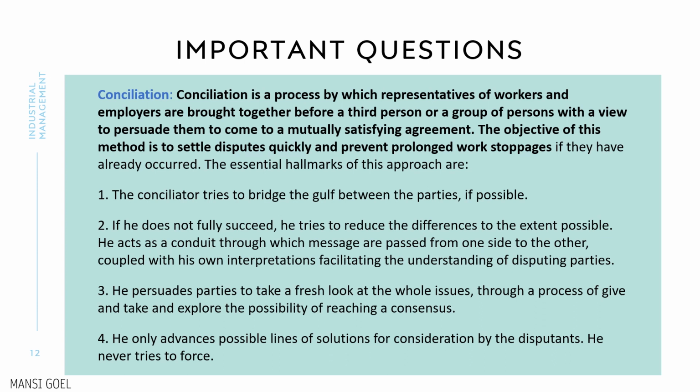The essential hallmarks of this approach are: 1. The conciliator tries to bridge the gulf between the parties, if possible. 2. If he does not fully succeed, he tries to reduce the differences to the extent possible. He acts as a conduit through which messages are passed from one side to the other, coupled with his own interpretations facilitating the understanding of disputing parties. 3. He persuades parties to take a fresh look at the whole issues, through a process of give and take, and explore the possibility of reaching a consensus. 4. He only advances possible lines of solutions for consideration by the disputants. He never tries to force.